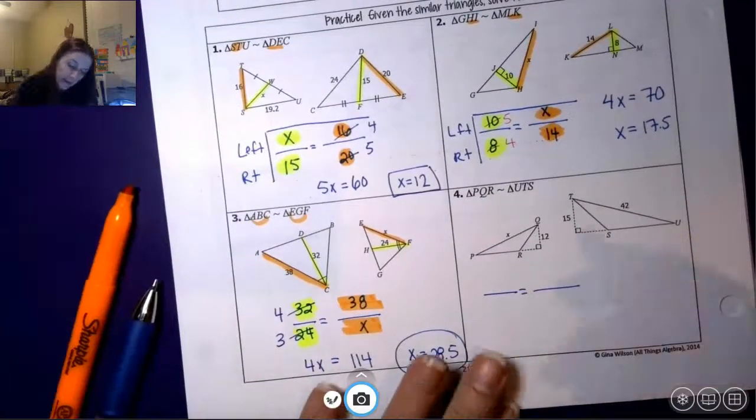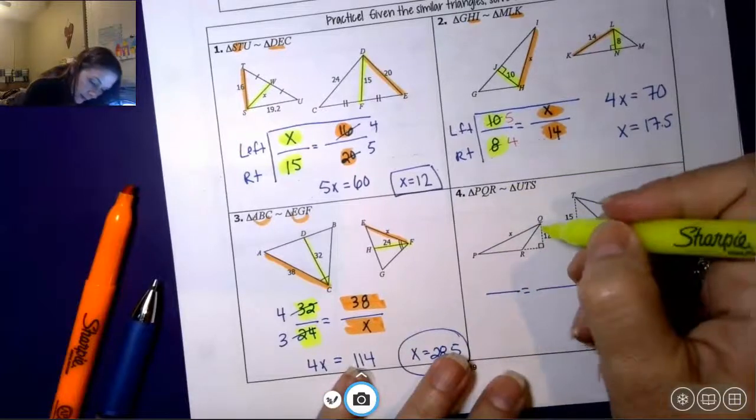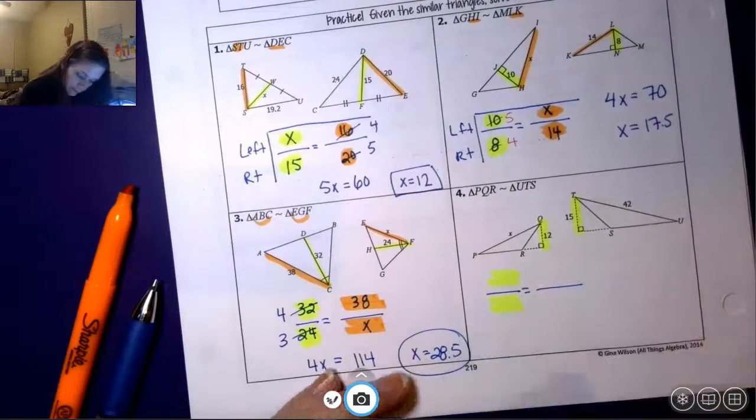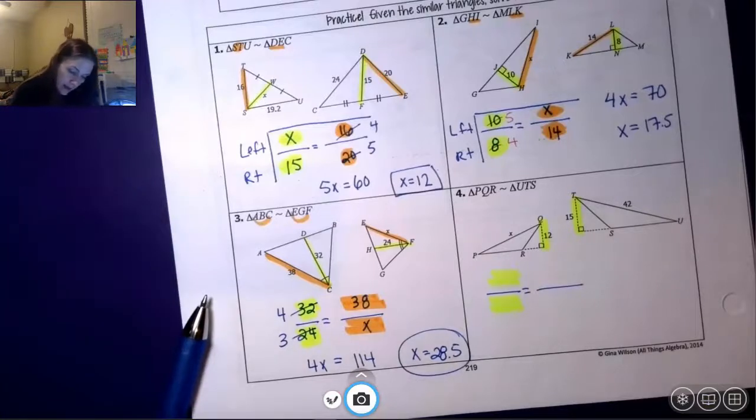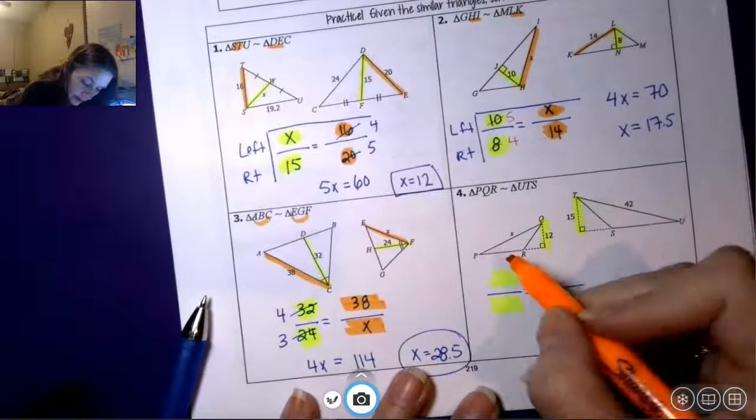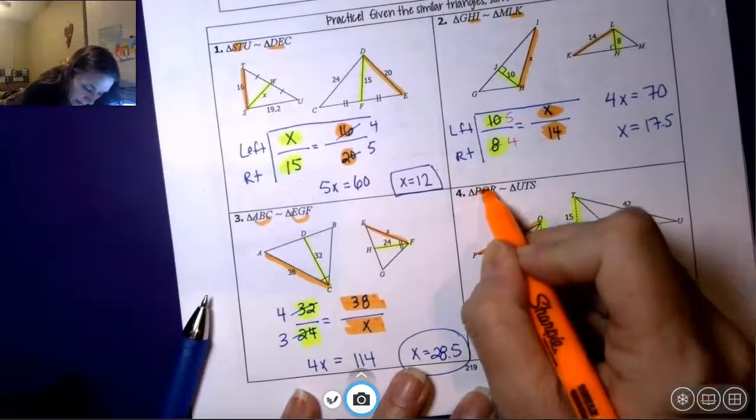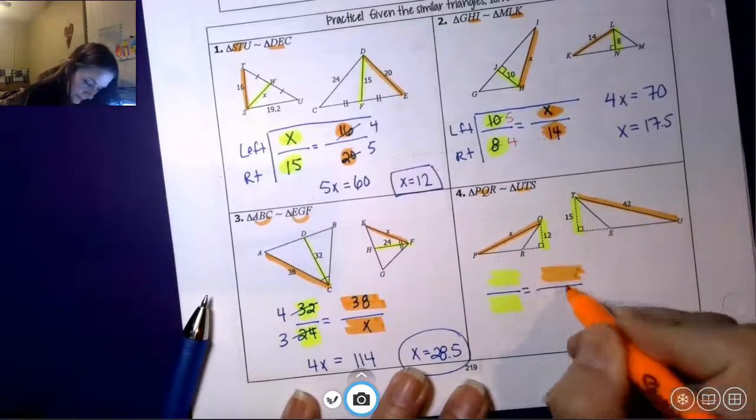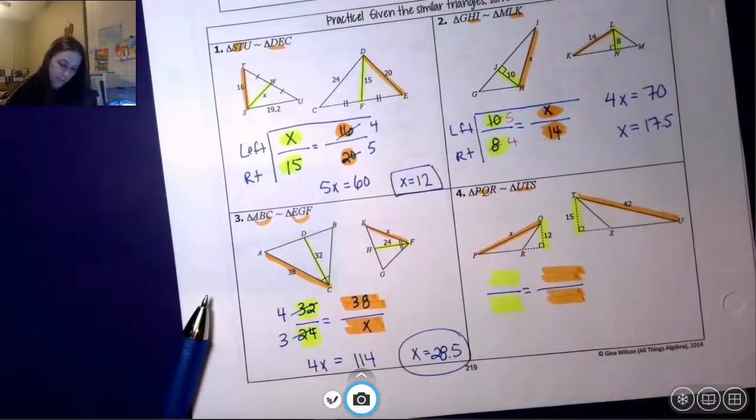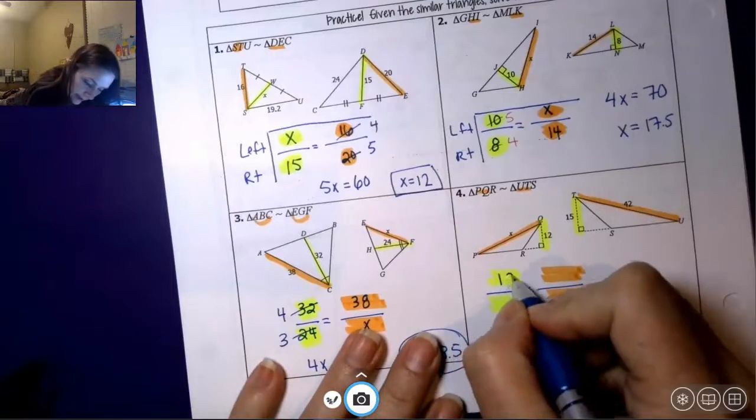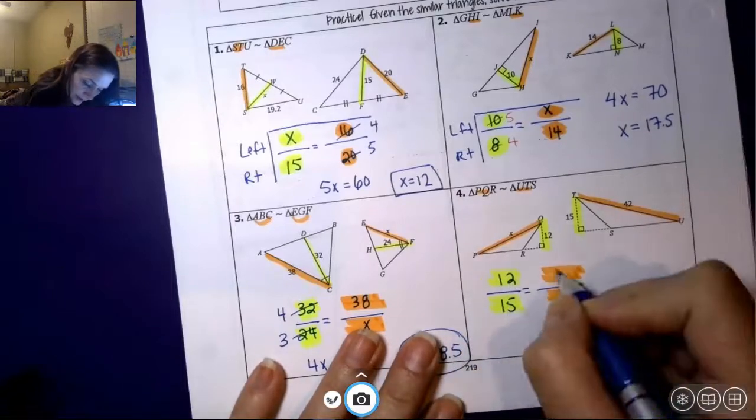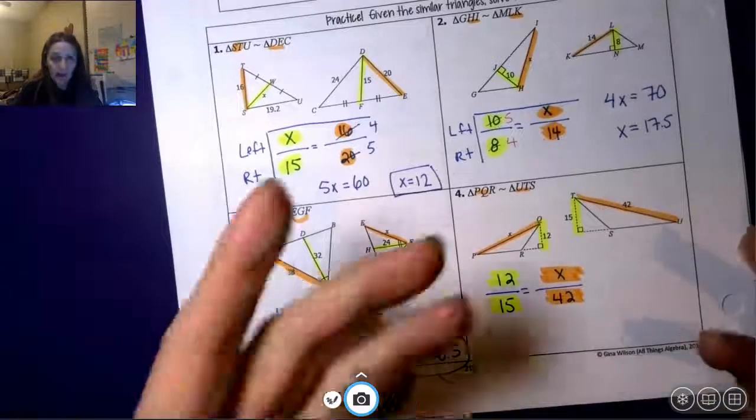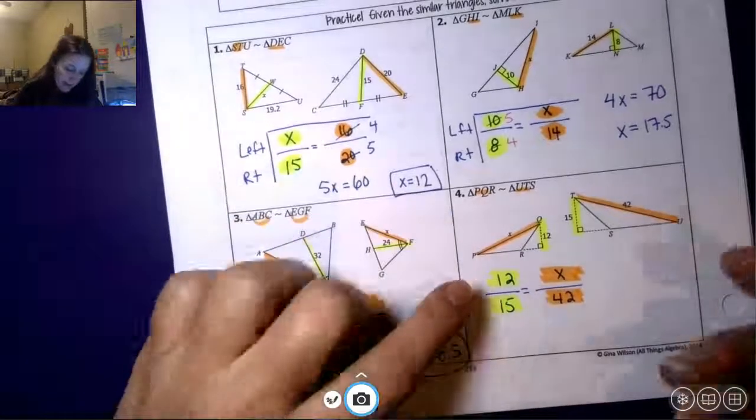Now this one's a little tricky because the altitude's on the outside, but this is still the altitude. I have the longest side PQ is x, which is UT over here, 42. Be consistent: I have 12 and 15. Here I have x and 42. Simplify if you can. Again, you don't have to. It just makes it a little bit easier.